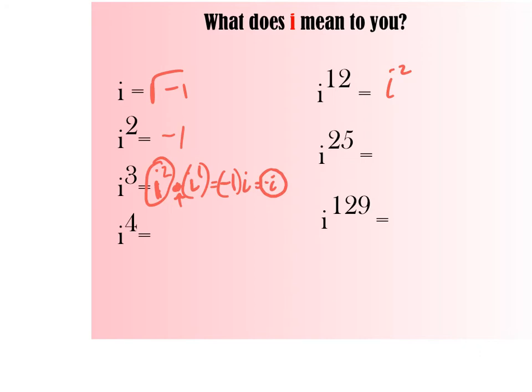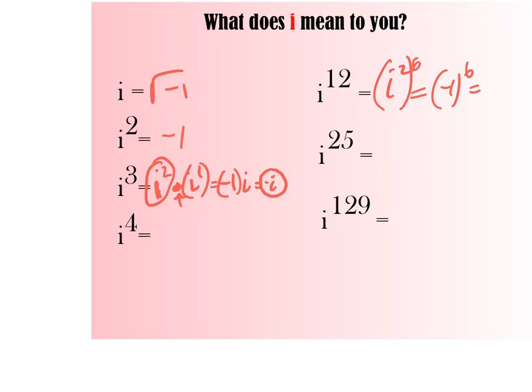How about i to the 12th? Hint, if it's even, then it's a whole bunch of i squareds. How many i squareds? 6 of them. So that's negative 1 to the 6th. You all should be able to do that.